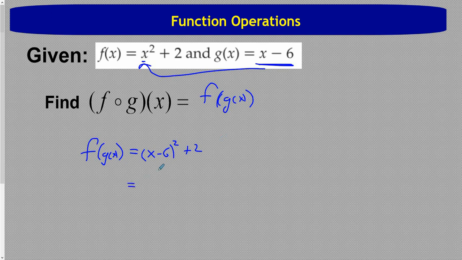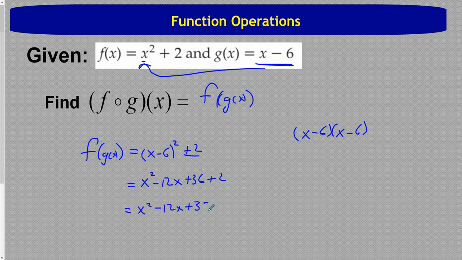Obviously, we have to deal with that first. We have to multiply that by itself. So don't go x squared minus 6 squared. Remember, that's x minus 6 times x minus 6. We have to distribute. That's x squared minus 12x plus 36. And then I still have this plus 2 hanging out. Simplify that, combine my numbers, and I get x squared minus 12x plus 38. That is the composite function f of g of x.